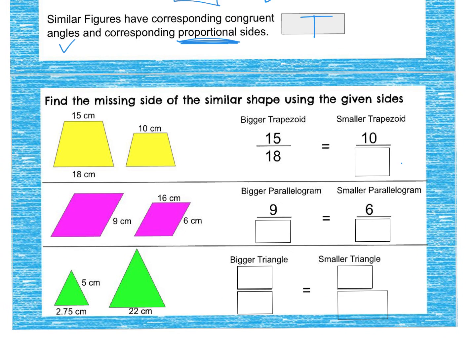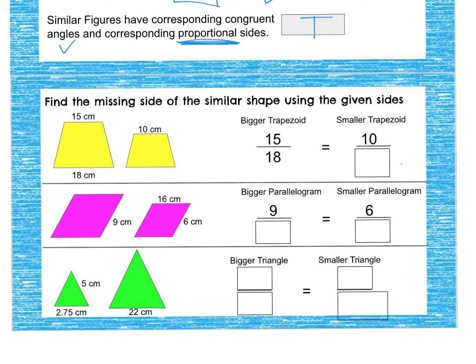All right, last piece. This one, you are going to find the missing side by setting up the proportion. This is something that you're going to find. I'm going to label the x where you have to put it in, and cross multiply and tell me the answer of what you find. Okay? This is going to be the x that you're going to find.